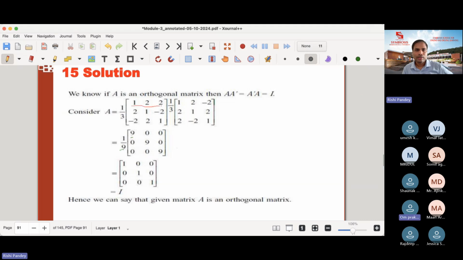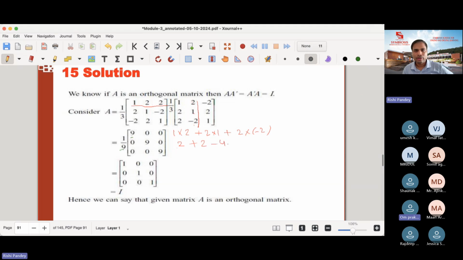Now again, first row, second column. Okay. In this case, first element multiplied by 1. So that is 1 into 2. Okay. Then plus second element, 2 into 1. And the last element is what? 2 into minus 2. Am I right? First element to the first element, second element to the second element, third element to the third element. Okay.